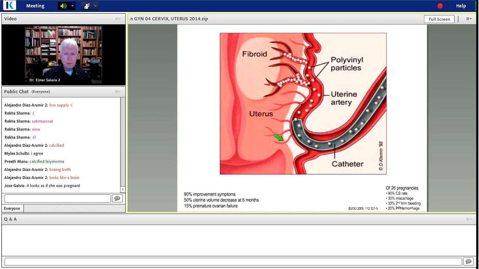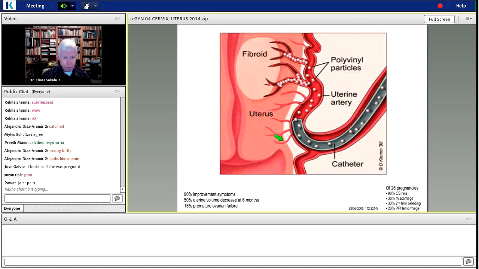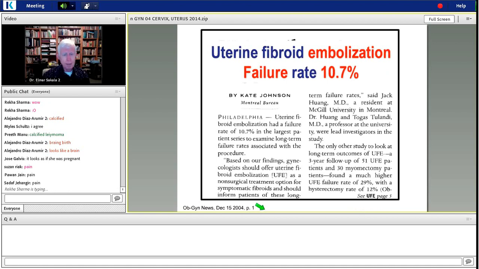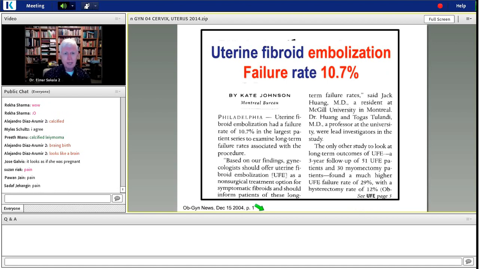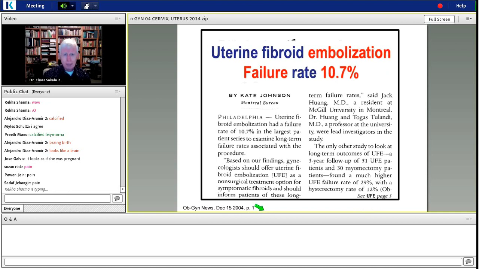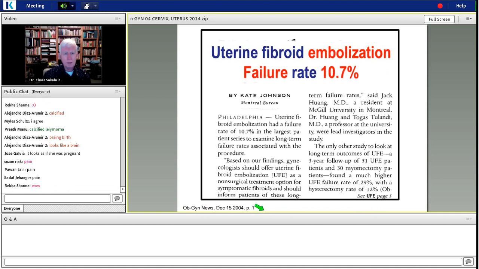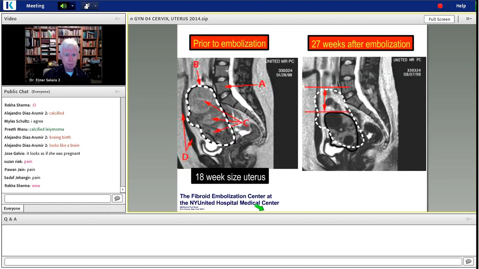What sort of symptoms do you think they would have? Pain, a lot of pain. Now, if you get these into the wrong vessels, what could happen? You could have, for instance, ovarian failure, and 15% premature ovarian failure can happen with these. And this is done by interventional radiology, as I said. They are pretty successful, 90% successful, 10% failure rate here, at least according to this study.